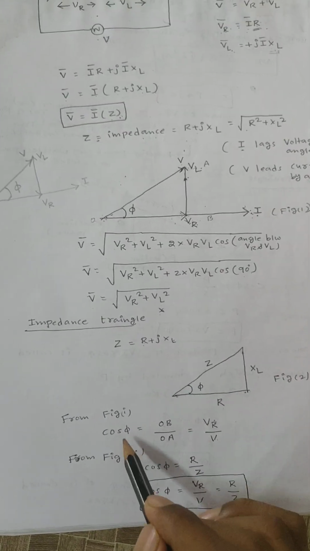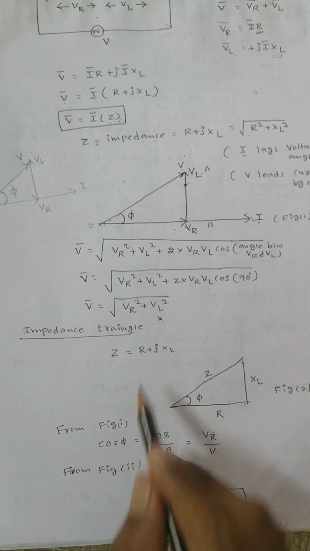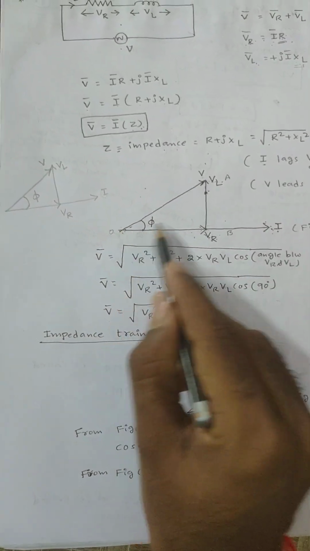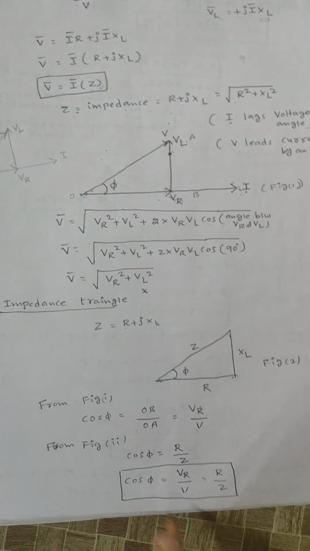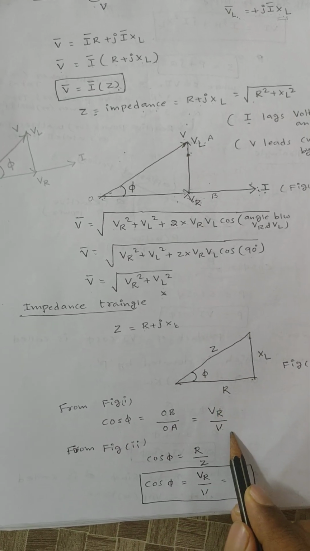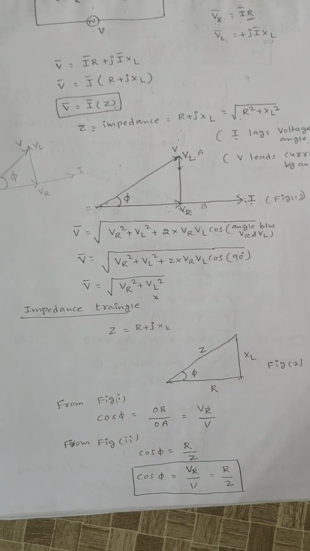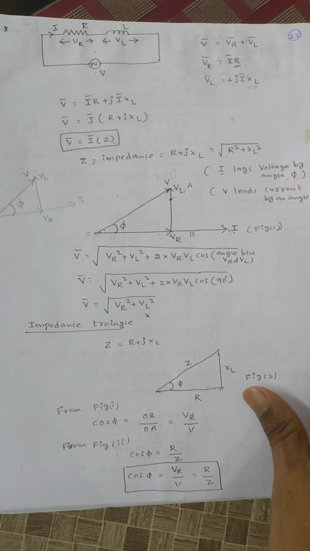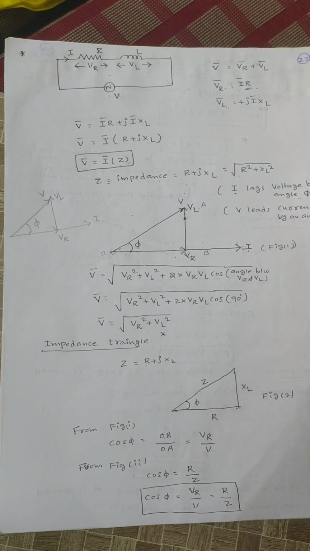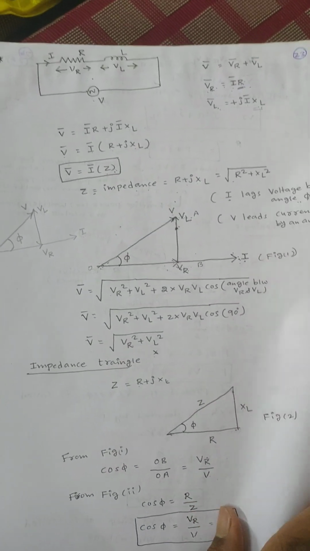Now see here, from this phasor diagram, cos theta can be written as the adjacent side, that is OB, by OA, right? That is, cos theta is equal to VR by V. From this triangle, cos theta is equal to R by Z. Then in case of a series RL circuit, the power factor is VR by V, that is equal to R by Z.